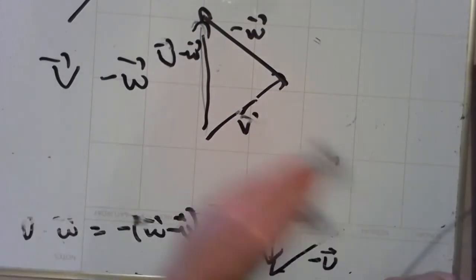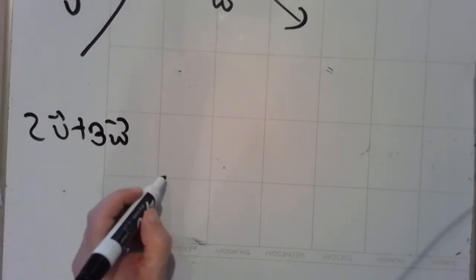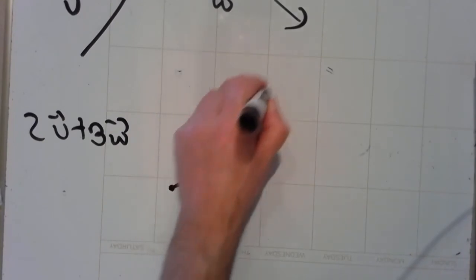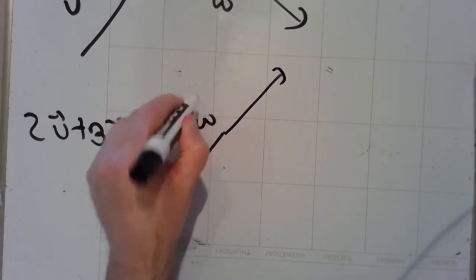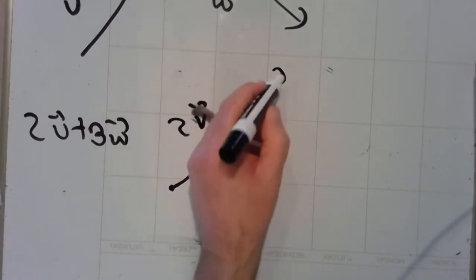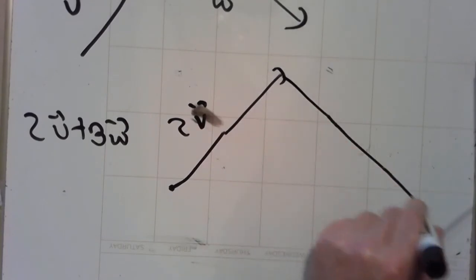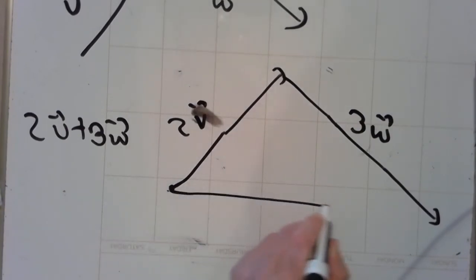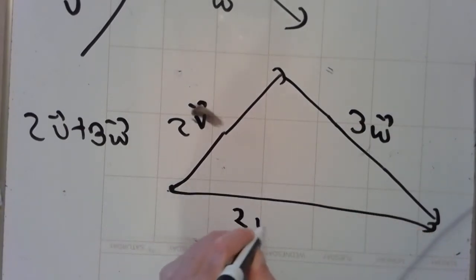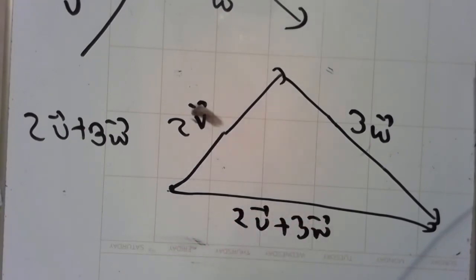Okay, what if we wanted something like 2v plus 3w? But we just do exactly what we said we're doing. We're going to go 2 v's. So I went in the same direction as v, just twice as long. And then at the end of that, put on 3 copies of w. Here's 3w. And then start at the beginning, end at the end. This side down here would be 2v plus 3w.